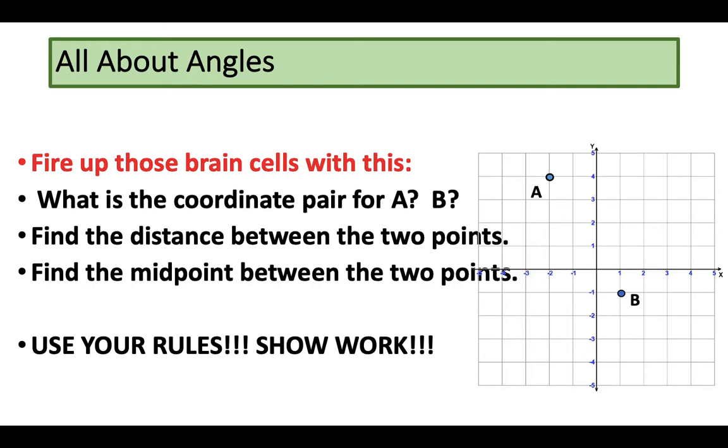Okay, now that you've done those, let's take a look. A is at -2, 4, because we always do the x part first, right? X is side to side. Here's my x-axis. Y is up and down. It's my y-axis. So A is at -2 and up 1, 2, 3, 4. So it'd be at -2, 4. B is at 1, -1.